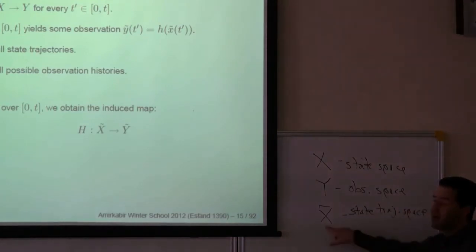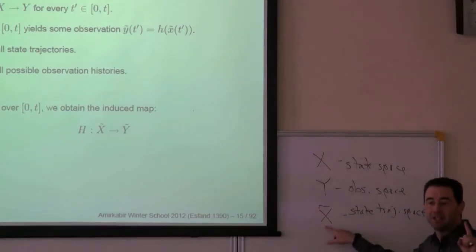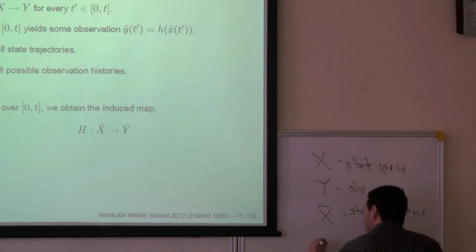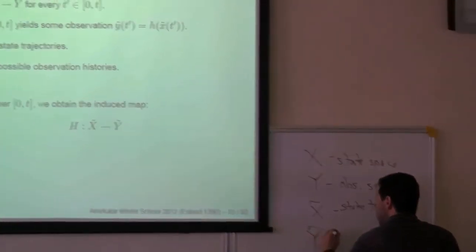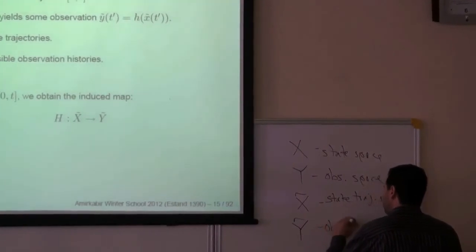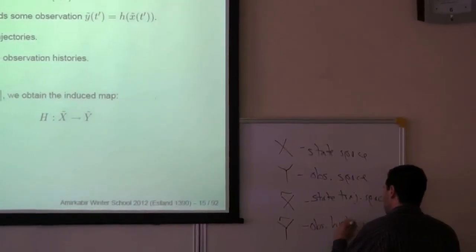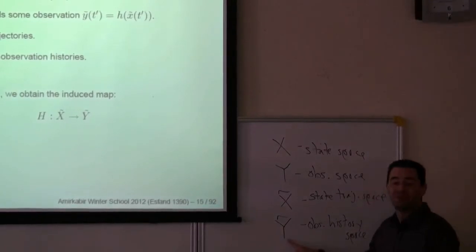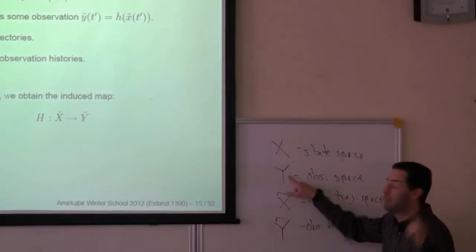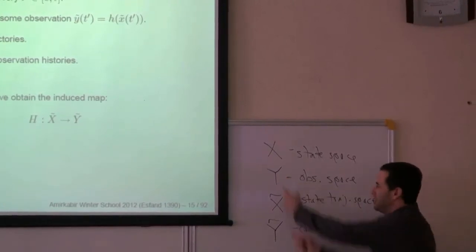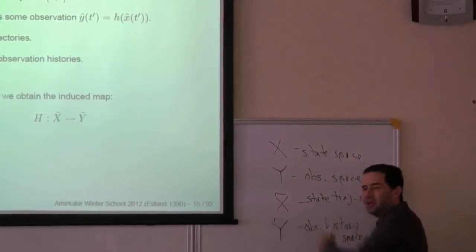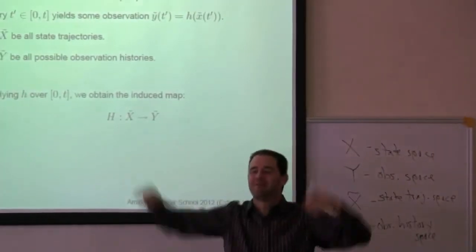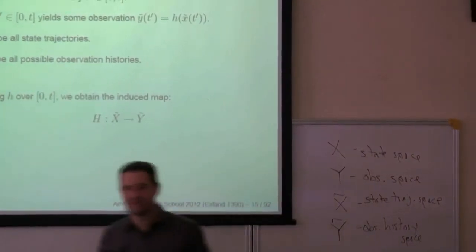And that's all functions that are parameterized by time and map into this space. Okay? And then there's Y tilde, which is the observation history space. And that's all functions that are parameterized by time and map into this space. So they look very similar. Anytime you see a squiggle on top, I imagine it looks like a function. That's why I wrote it, as if there's a function on top of it. Okay. Thank you. Anybody else?